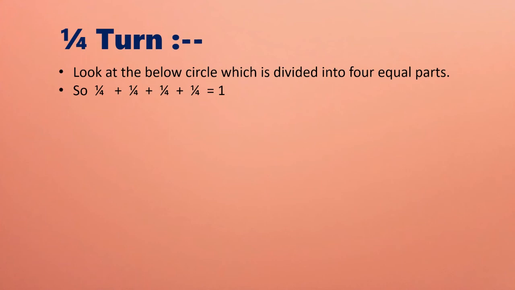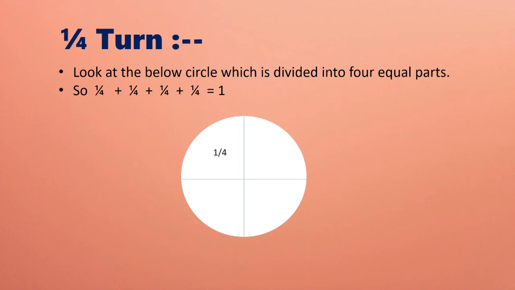To know about 1 by 4 turn, look at the below circle which is divided into 4 equal parts. So 1 by 4 plus 1 by 4 plus 1 by 4 plus 1 by 4 equals to 1. Take a circle and divide it into 2 parts, and after that make it 4 equal parts. So one part is 1 by 4 and 1 by 4, 1 by 4, 1 by 4.